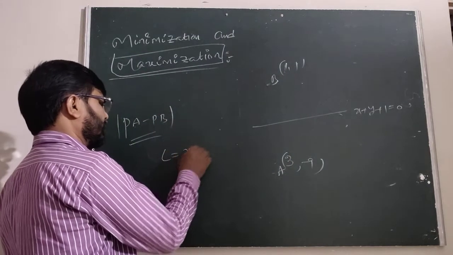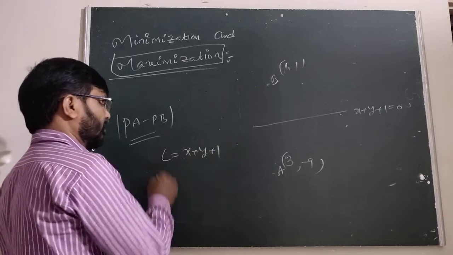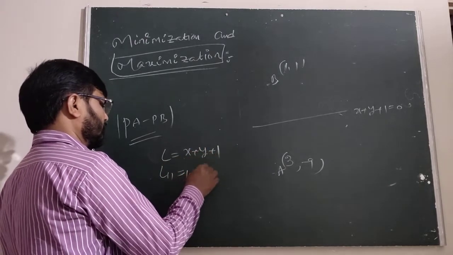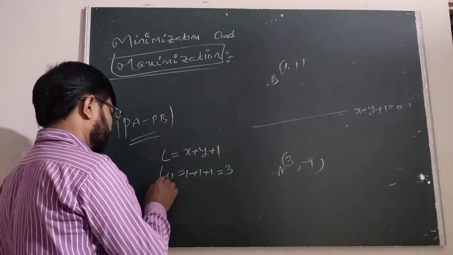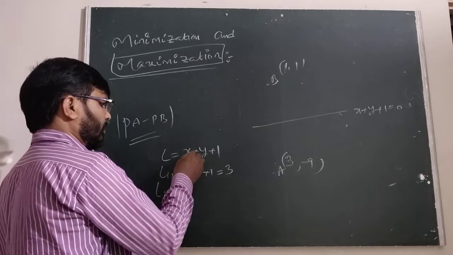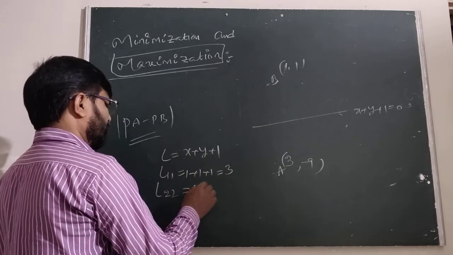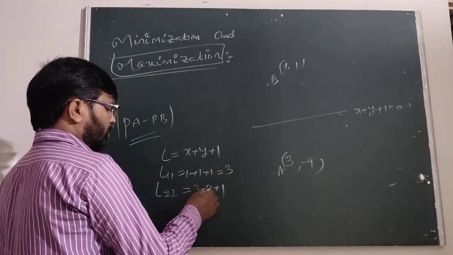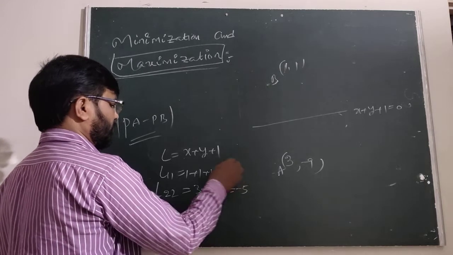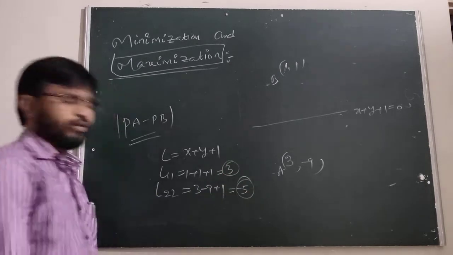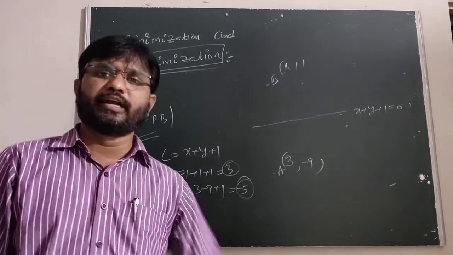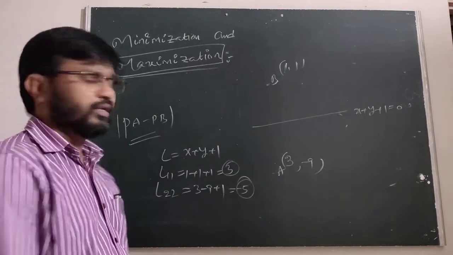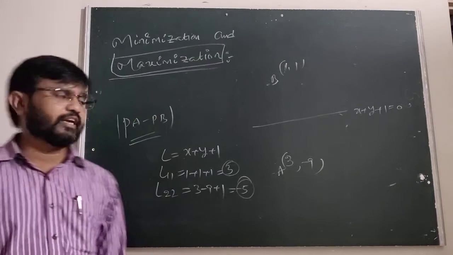When we take the line x plus y plus 1, L11 is 1 plus 1 plus 1, which is 3. Now L22, we are taking x as 3: 3 minus 9 plus 1. Now this is 3 plus 1, 4. 4 minus 9 is minus 5. This is positive, this is negative. When we have positive and negative, undoubtedly the points are on either side of the line.